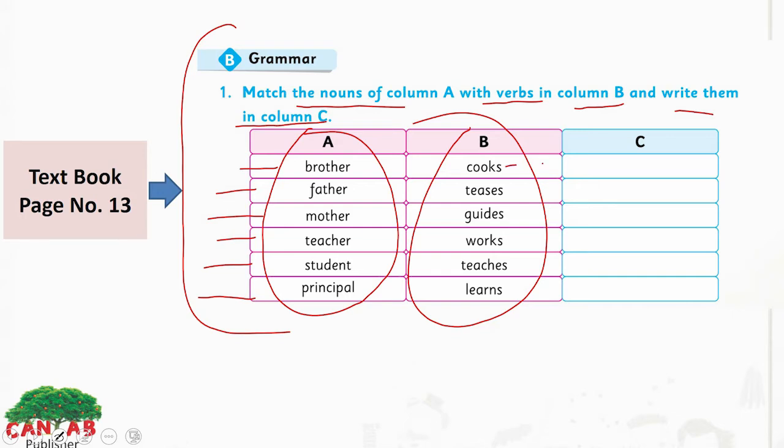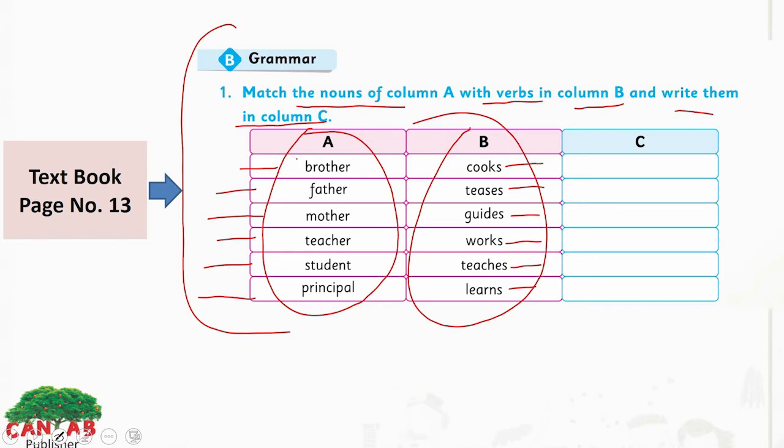As you can see, cooks, teases, guides, works, teaches, learns. These are all action. But you have to match it with the appropriate noun. कि कौन सा noun है जो है उसके लिए कौन सा verb appropriate होगा. Mostly जो यहाँ पर noun है वो कौन सा काम करते हैं.